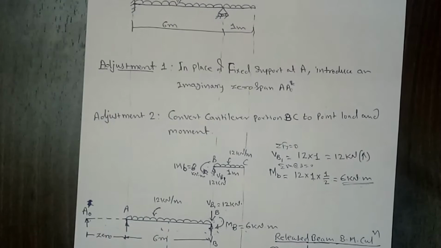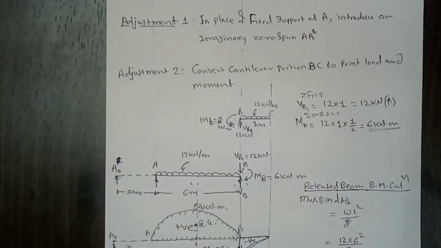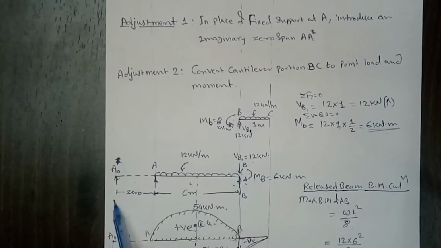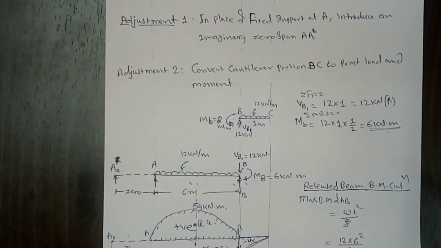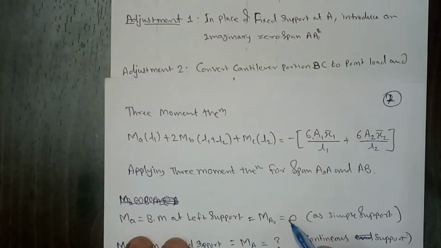But then we have to use this Clapeyron's three moment theorem for this imaginary span A0A and AB, since now we have this continuous beam which has two adjacent spans, right? So this span and this span are adjacent spans, for which we'll be using Clapeyron's three moment equation. So I'll quickly revise what is Clapeyron's three moment equation that we have already done.